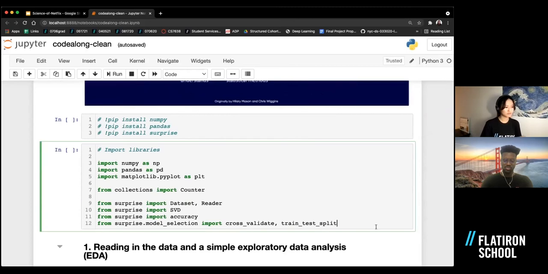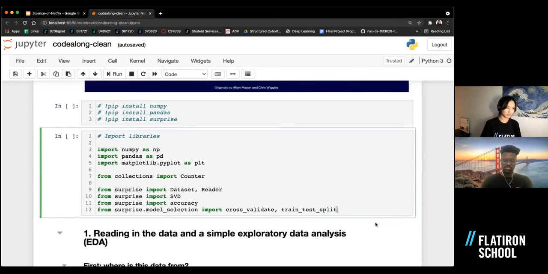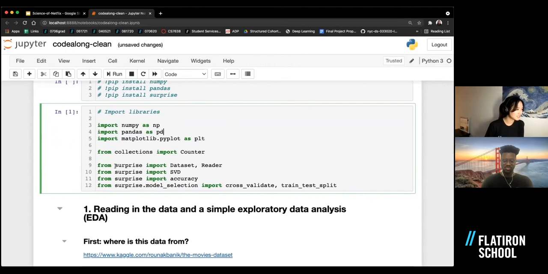All right, so first we're going to import all the things we're going to use. We're going to be working with NumPy, Pandas, and Matplotlib. This basically allows us to work with data in a spreadsheet and make some graphs out of it so we can explore. And then here you can see we have Surprise. Surprise is the library that houses that SVD algorithm we were talking about earlier.